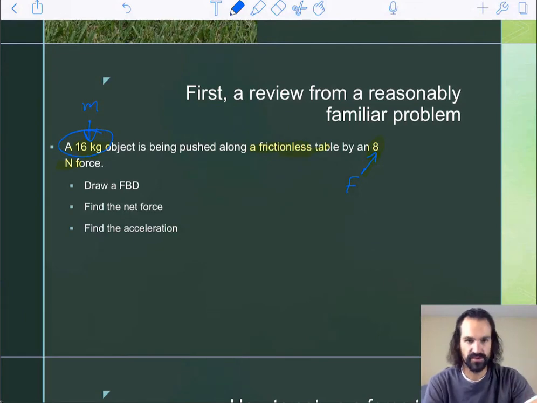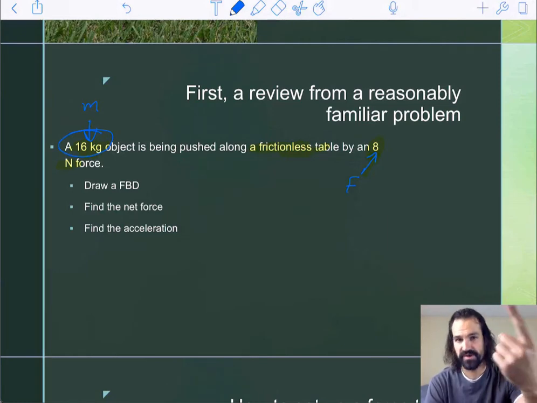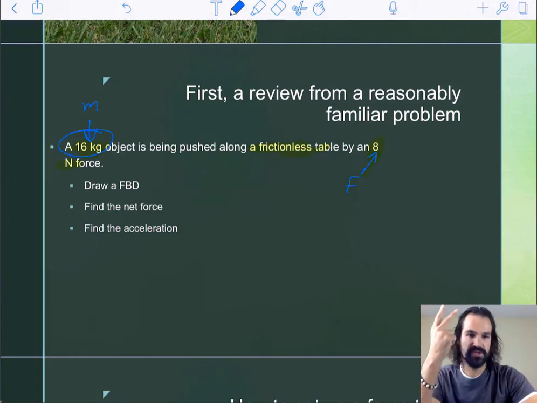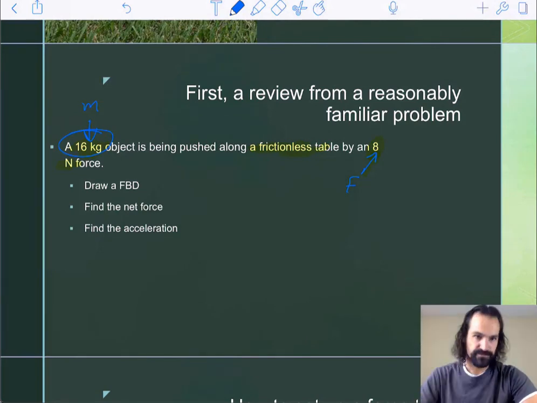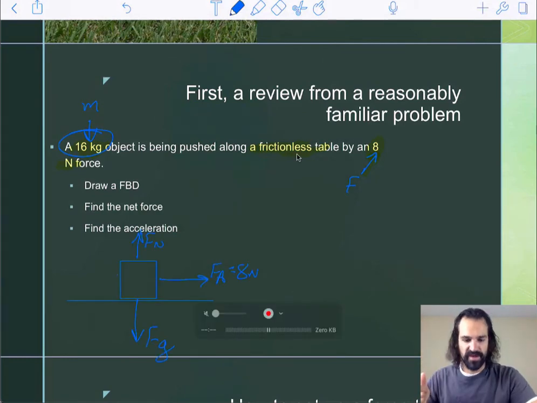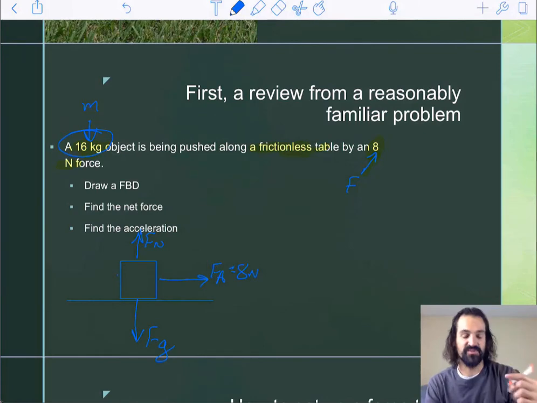So we know the mass, we know the force, and now we just need to set up the problem. So I know we need to draw a free body diagram, we need to find the net force, and we need to find the acceleration. So the first thing I'm going to do is draw a free body diagram. And now that we have our forces labeled, we have normal force because it's being supported by the table, the weight of the object being held down, and this horizontal 8 Newton force, we know all of the forces.